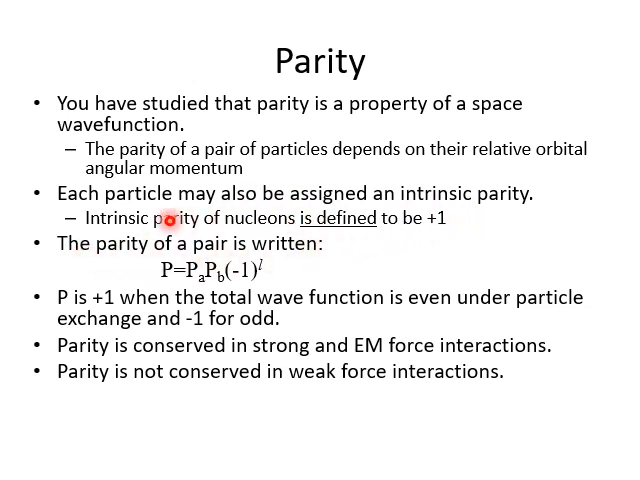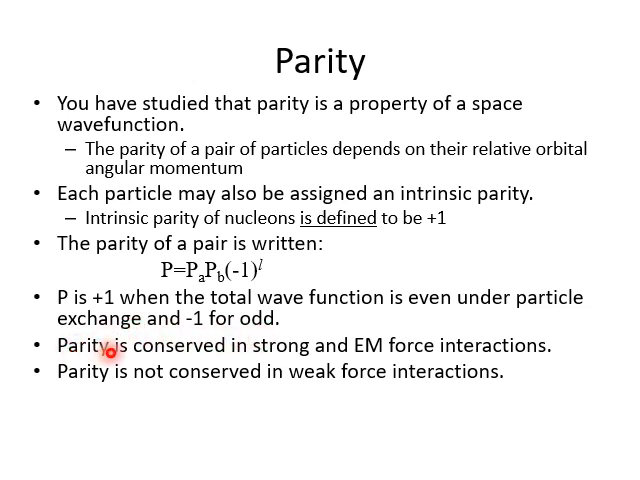The parity of a pair of particles, right, is written as the parity of particle A times the parity of particle B times -1 to the angular momentum. So this term here is what we already knew. The parity is a property of the space wave function. But here now we have the parity of the particles that are included in making up a composite particle. Parity is +1 when the total wave function is even under particle exchange, and -1 for odd.